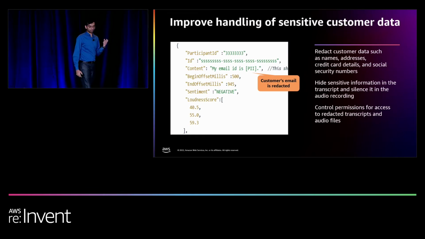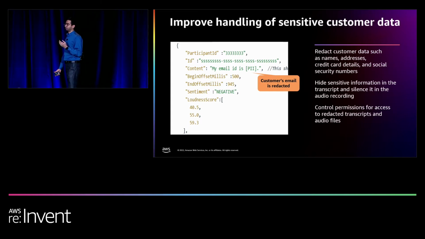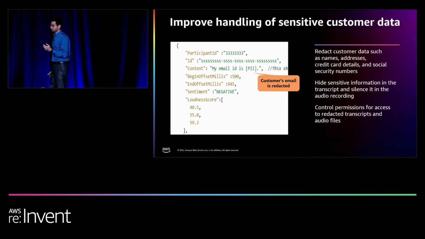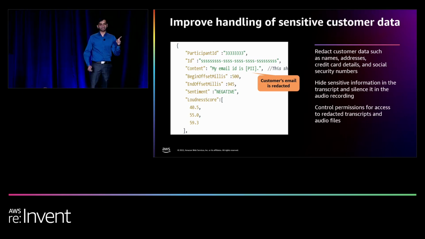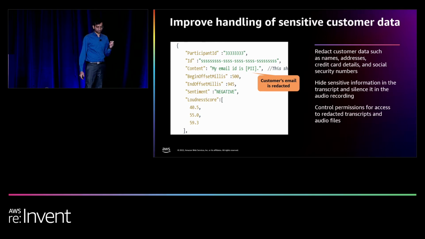Now, as all of you are aware, contact centers hold very valuable information regarding your customer, whether it is personally identifiable information, or PII, location information, financial details, and so on. With Contact Lens, you can redact this sensitive data, such as names, addresses, credit card details, social security numbers, using our machine learning models. Now, our machine learning models can identify this sensitive data intelligently, and they can do it using all the available context.